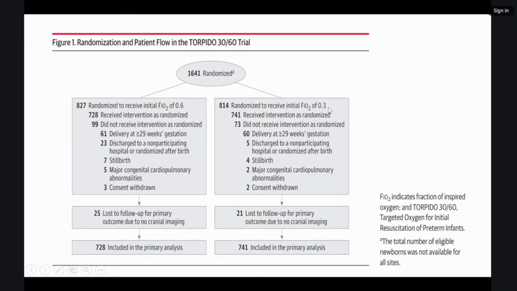In the 30% group, 814 were randomized to receive initial FiO2. 741 received the intervention as randomized. Out of this, there were 4 stillbirths, 2 major congenital cardiac or pulmonary abnormalities, and 2 had consent withdrawn. 21 were lost to follow-up for the primary outcome due to no cranial imaging. So 741 were included in the primary analysis.